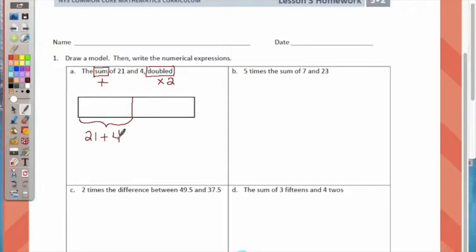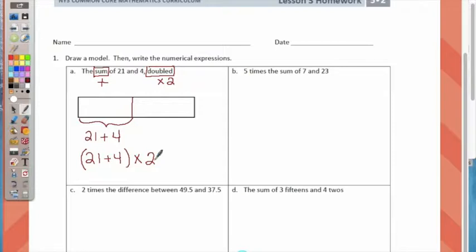Now all we have to do is put it into an expression. The expression is going to start with sum. So which operation will I do first, addition or multiplication? Addition. So I'm going to do 21 plus 4 times 2. And I'm done. Okay, let's take a look at the next one.